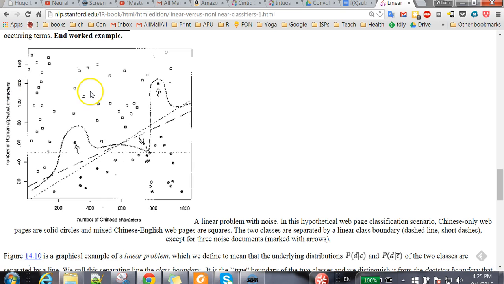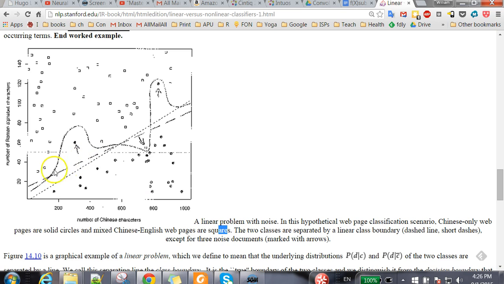So I guess what they're saying is, even though we have a solid circle here, meaning it's a Chinese only page, so there's like 450 Chinese characters in this page, but there's also about 30 or 35 alphabetic characters in the page. So even though it's called a Chinese only page, I guess they still use some letters from the alphabet. So here I can see there's a lot of solid dots, and here I can see there are squares. So the Chinese only web pages are solid circles, and the mixed are squares.